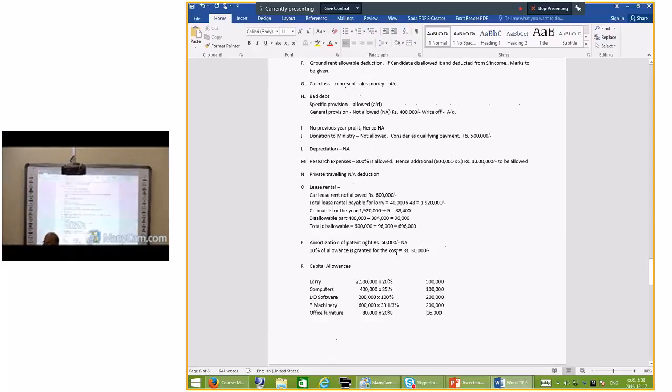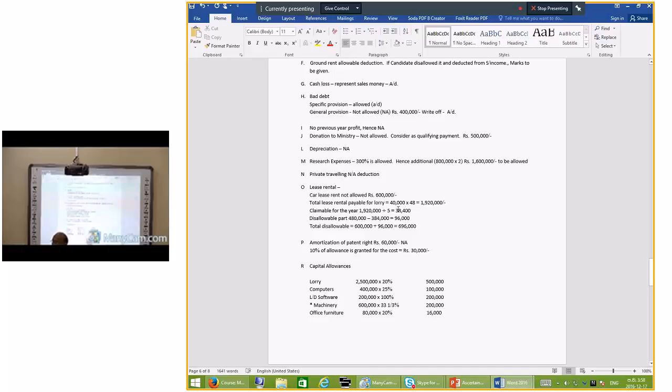See the lease rental: car lease rental is not allowed. I said there is no capital allowance for the car or the lease of the car. Why? The car is used for traveling purposes. If a double cab has been purchased and used for traveling, no allowance is granted. If I say the car has been purchased purely for transport of goods, then a capital allowance is allowed. Why? It is used for business rather than traveling.